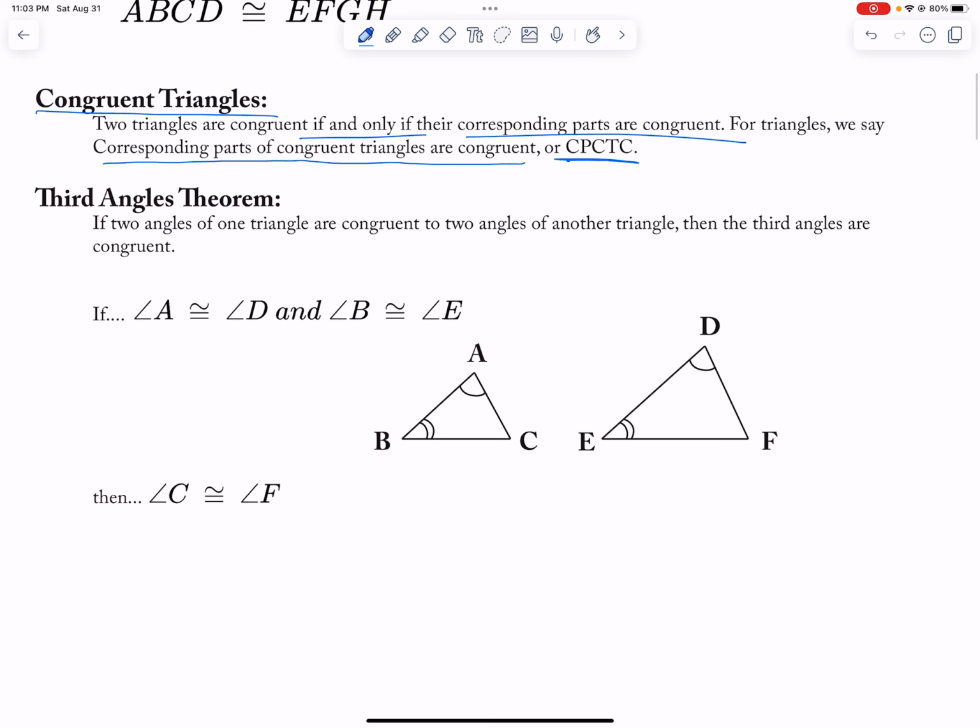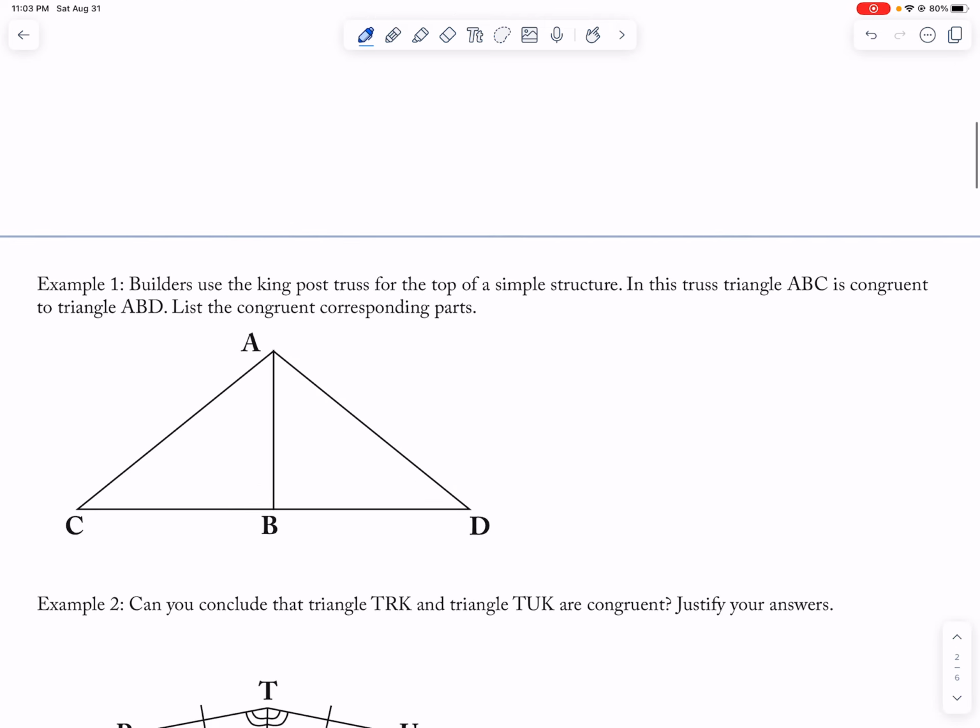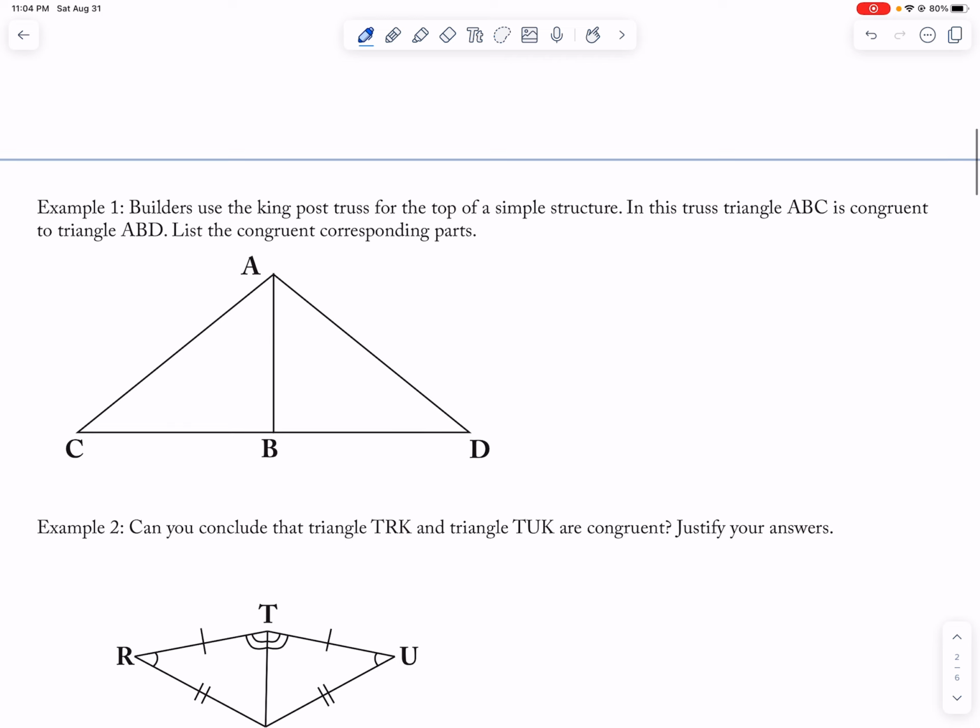There's a third angles theorem. If two angles of one triangle are congruent to two angles of another triangle, then the third angle is congruent, because you can take all the angles of a triangle and add them up to be 180 degrees. Okay? So now, builders use a king post for the top of a structure.